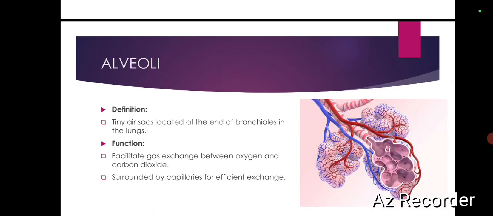The next one, alveoli. The alveoli are a main part of respiration, and look like a grape. So alveoli are tiny air sacs located at the end of the bronchioles in the lungs. So they are present at the tips of the bronchioles.